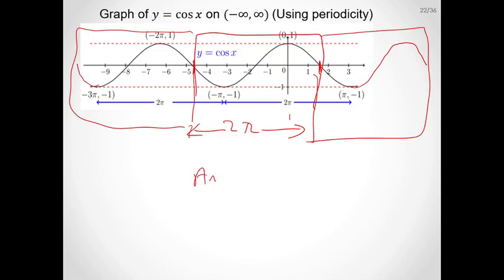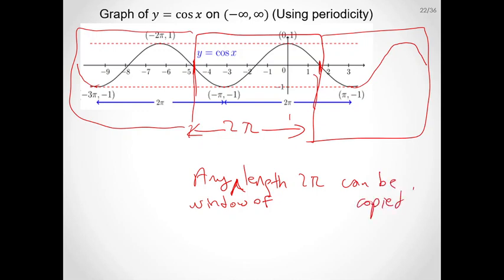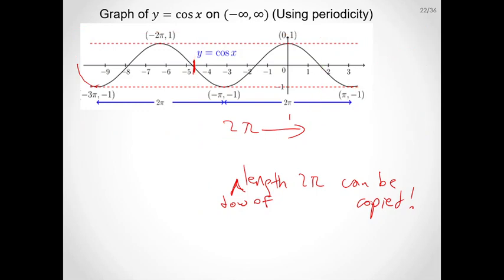So any window of length 2 pi can be copied. Then you can form the graph of cosine x.